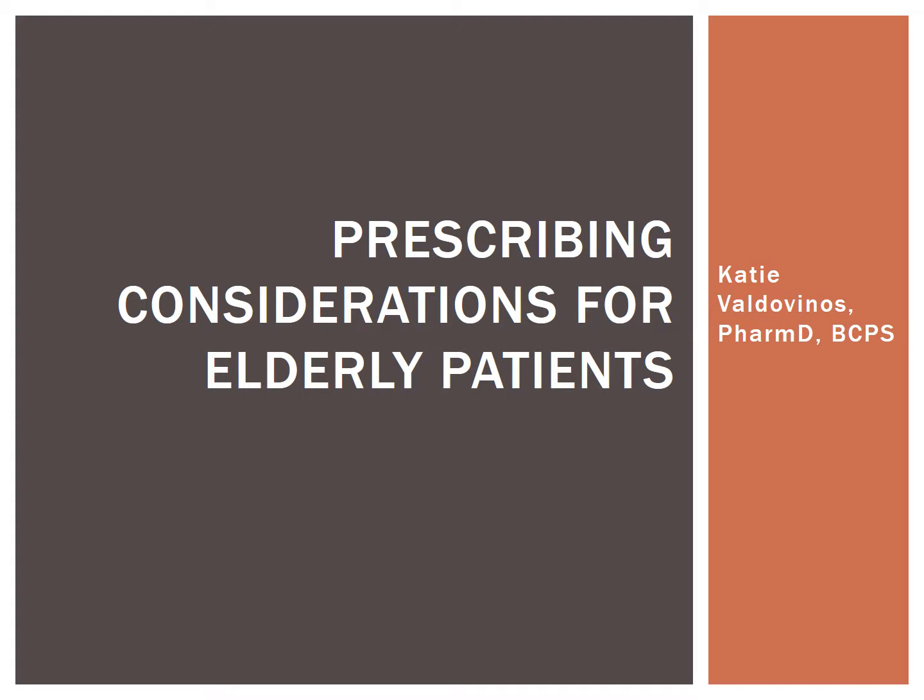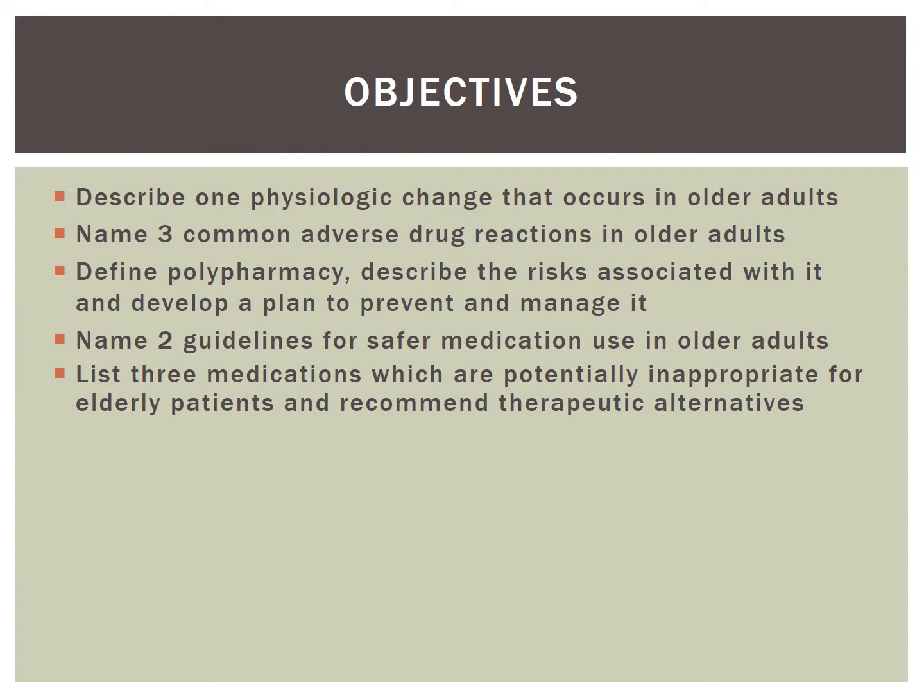This lecture will cover prescribing considerations for older adults. By the end of this lecture, I hope you can describe one physiologic change that occurs in older adults, name 3 common adverse drug reactions in older adults, define polypharmacy, describe the risks associated with it, and develop a plan to prevent and manage it, name 2 guidelines for safer medication use in older adults, and list 3 medications which are potentially inappropriate for older adults and recommend therapeutic alternatives.